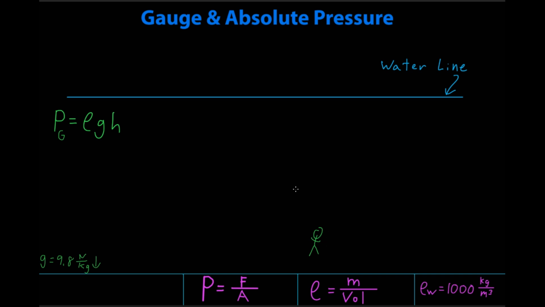Gauge pressure essentially ignores that. That means gauge pressure is pressure at depth relative to the surface. It basically pretends that the surface pressure is zero. Not true, but again, it's a relative value. Absolute pressure does not do that. Absolute pressure is the absolute pressure from zero. Zero, zero. No pressure whatsoever.